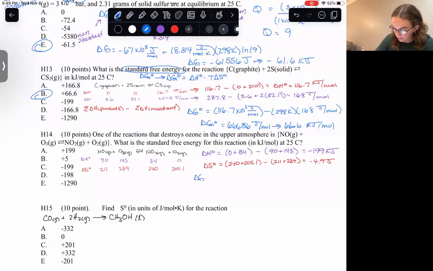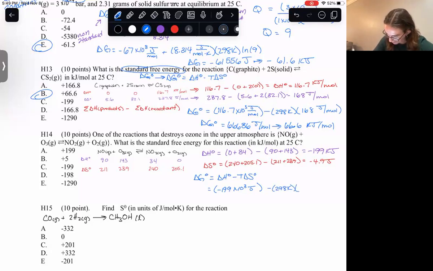So for delta G here, we have delta H naught minus T delta S. The equation still stands. Delta H is negative 199 times 10 to the third joules. We are again at 25 degrees Celsius, so this is 298. And negative 4.9 joules.